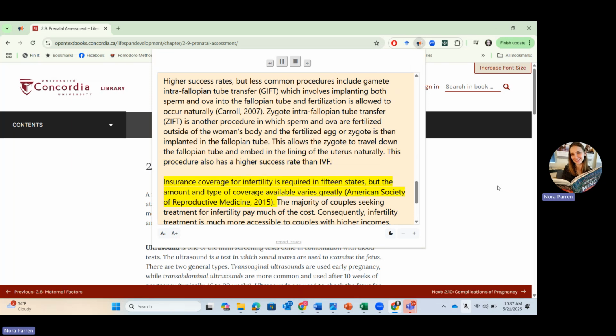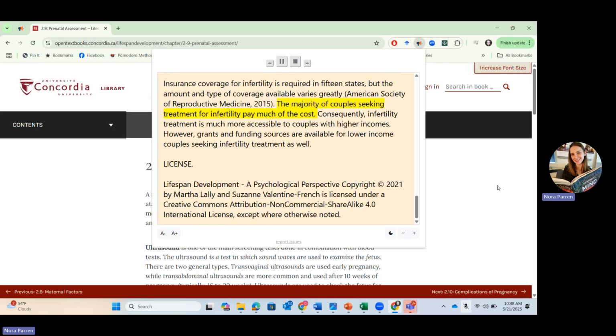Insurance coverage for infertility is required in 15 states, but the amount and type of coverage available varies greatly (American Society of Reproductive Medicine, 2015). The majority of couples seeking treatment for infertility pay much of the cost. Consequently, infertility treatment is much more accessible to couples with higher incomes. However, grants and funding sources are available for lower income couples seeking infertility treatment as well.